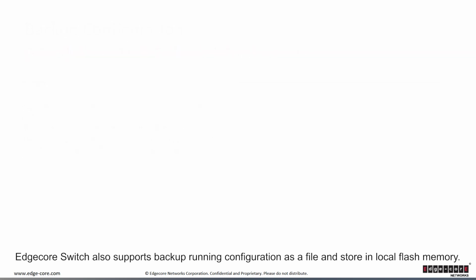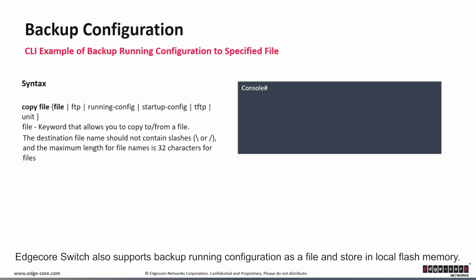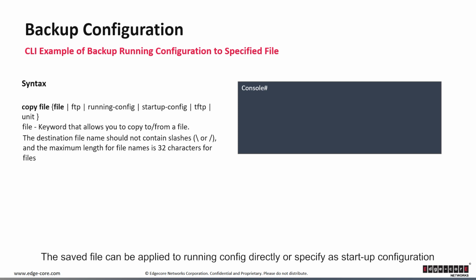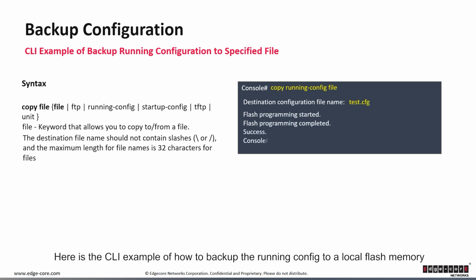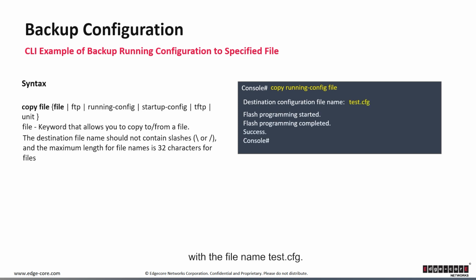Edgecore Switch also supports backing up the running configuration as a file stored in local flash memory. The saved file can be applied to the running config directly or specified as a startup configuration when the system reboots. Here is the CLI example of how to back up the running config to local flash memory with the file name test.cfg. It is better to save the changes for future management. The saved configuration can be restored if you need to reboot the device or if you accidentally clear the settings.